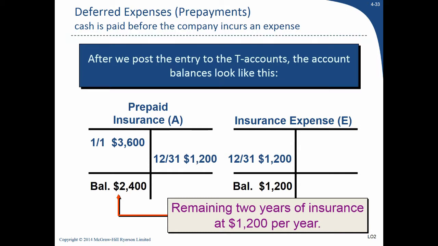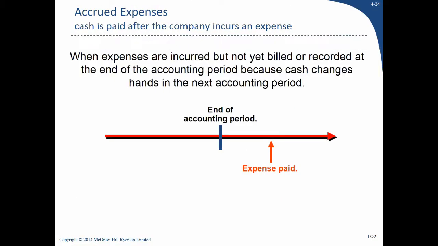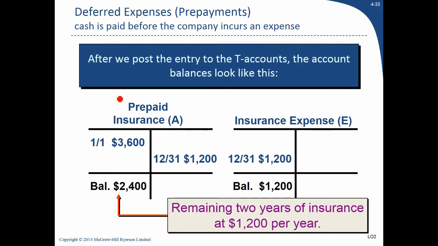Here's how the T accounts look. Nothing new. Oh, and notice how the balance in our prepaid insurance is $2,400, which is the remaining 2 years of insurance at $1,200 per year. That makes sense, right?